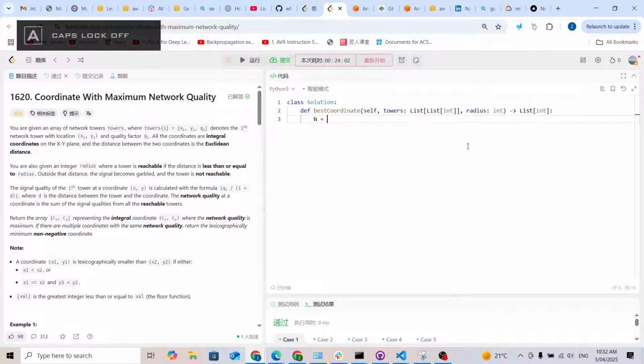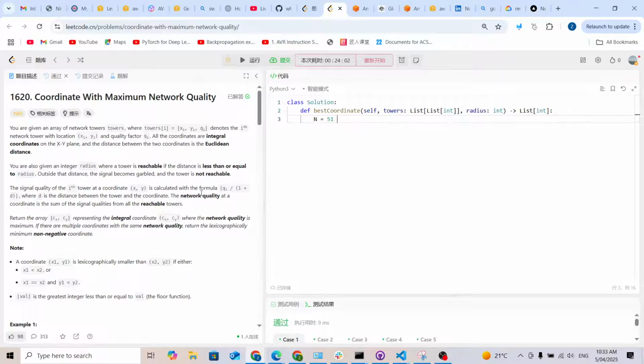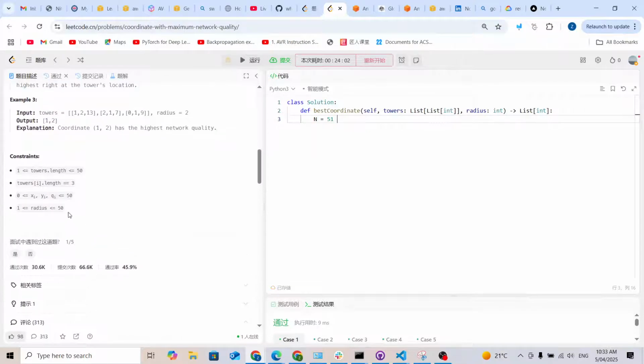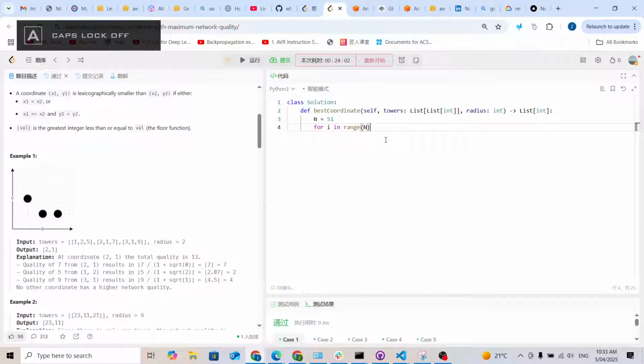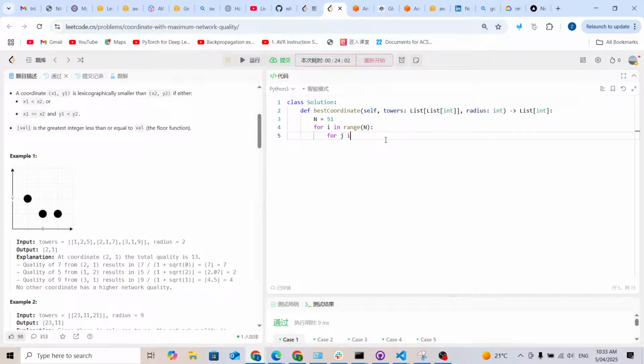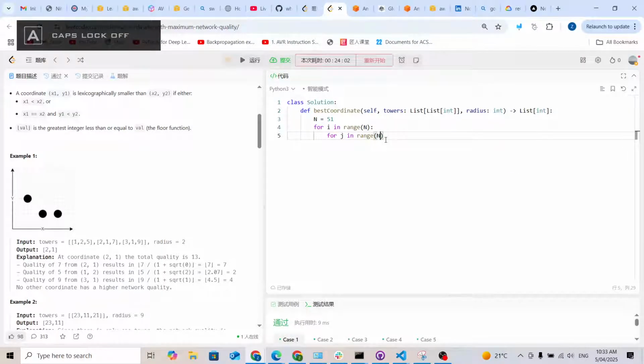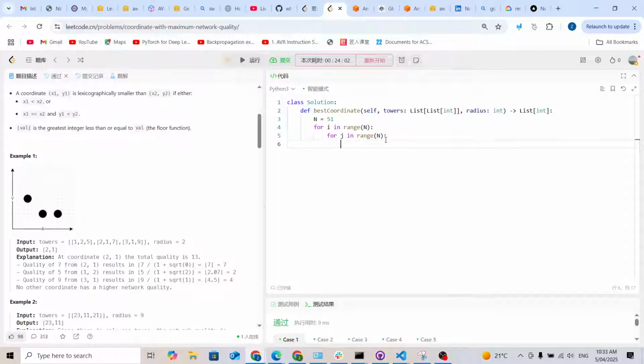So let me prepare n going to be 51. This is because the coordinates is from 0 to 50, so we're going to set 51 because we're going to use a loop. So for i in range capital N, and for j in range capital N, this is the brute force to check the tower station presence.